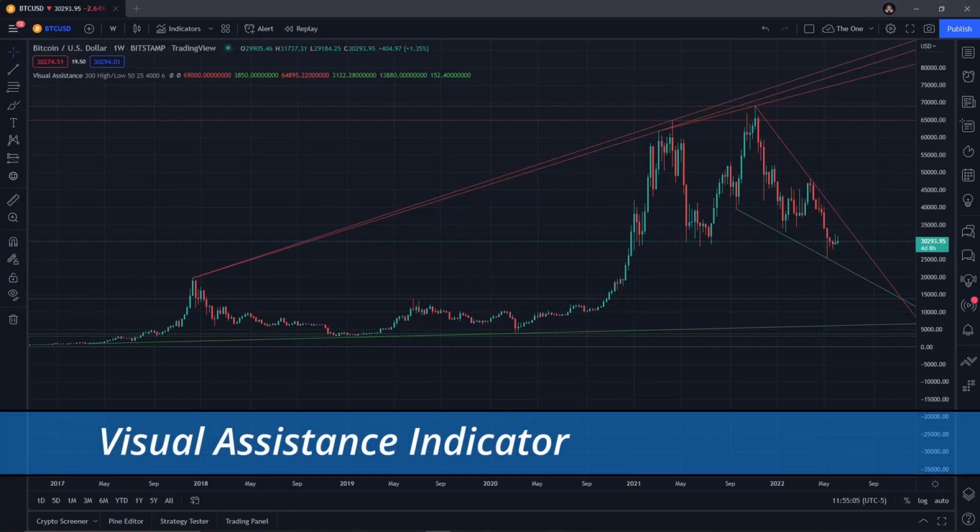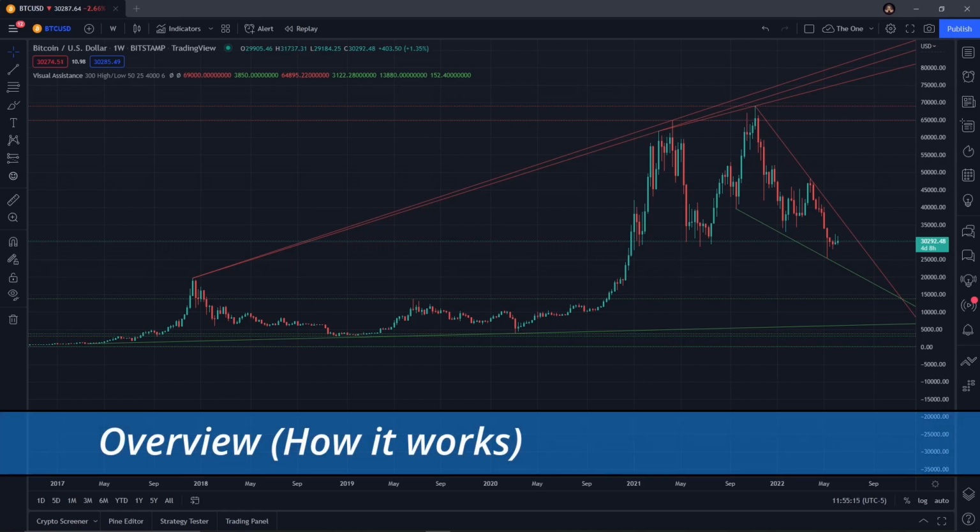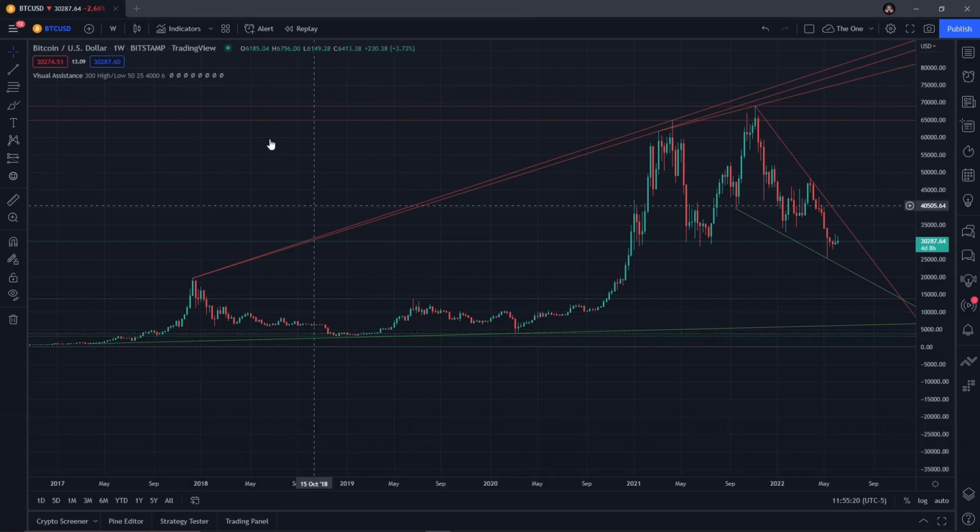The visual assistance indicator gives a visual representation of high and low values that would be considered horizontal and dynamic support and resistance. High and low points in price are projected by horizontal lines, often referred to as horizontal support and horizontal resistance, and sloping lines, also known as dynamic support and dynamic resistance. The user has several inputs that can be edited. Let's talk about them right now.